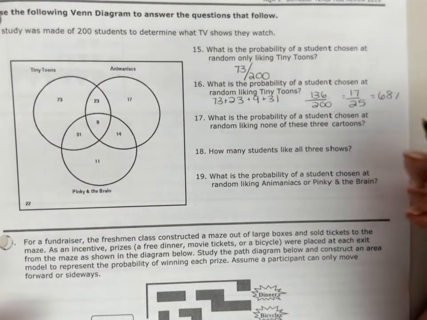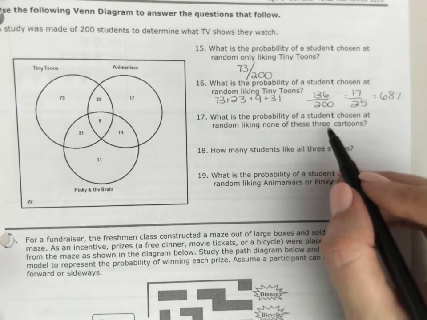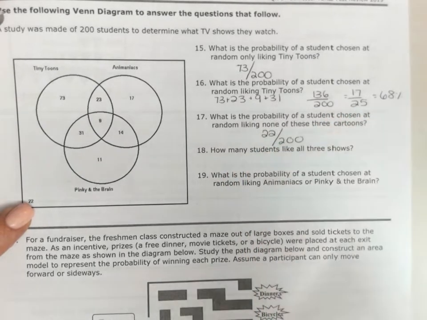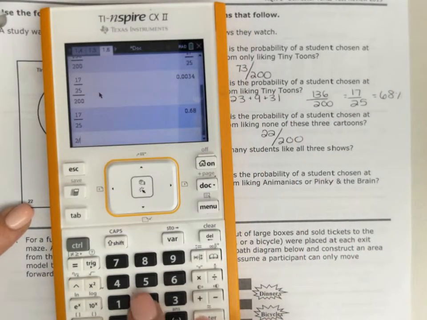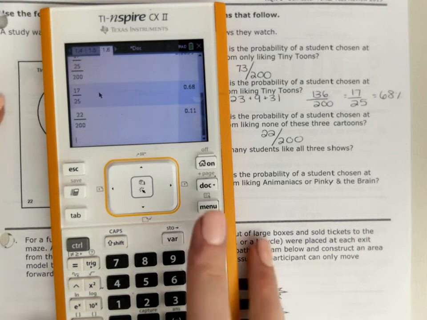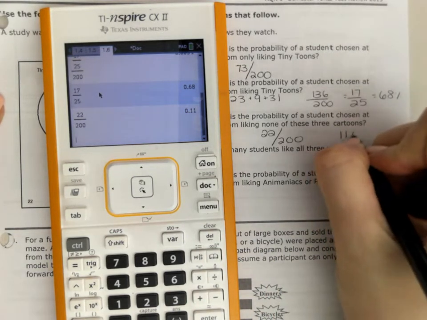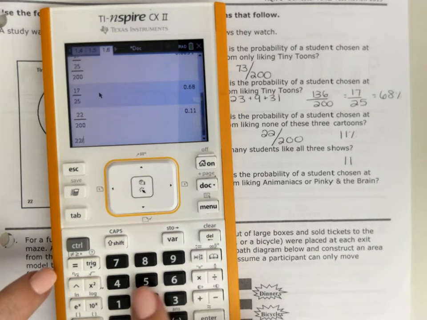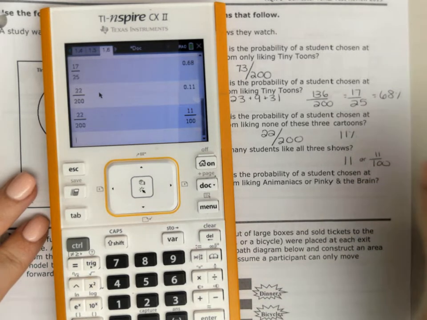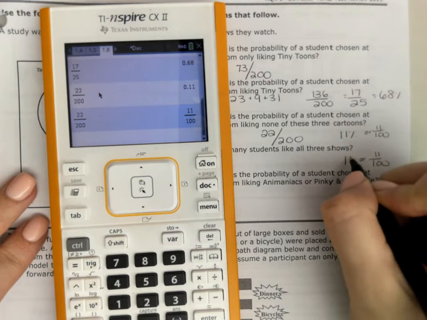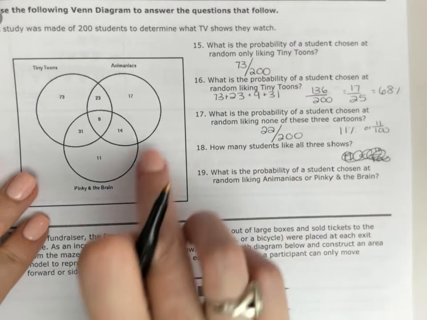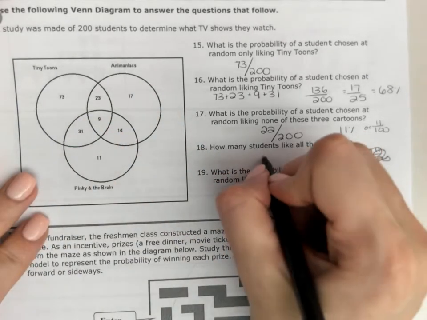What is the probability of a student chosen at random liking none of these 3 cartoons? That is this tiny little portion right here, 22 out of the 200. It's 11%, or 11 out of 100. How many students like all 3 shows? So that's the part that's in all 3 circles, and it's the 9.